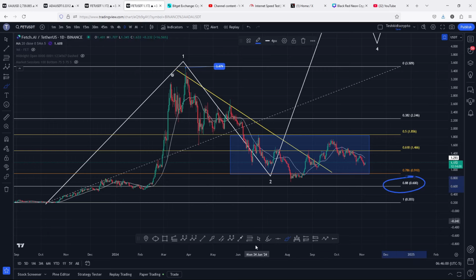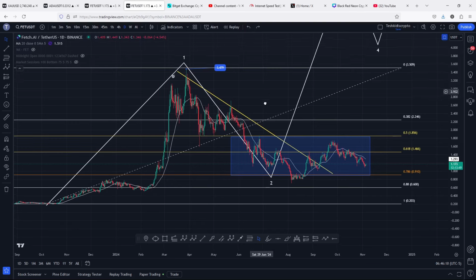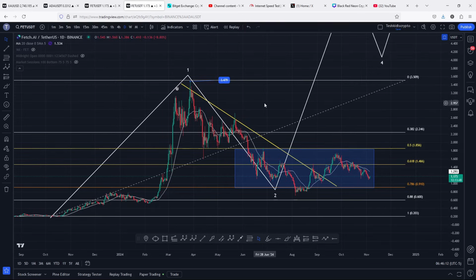So that is all I'm expecting on the short term and also on the long term, and those are the significant key areas that we need to continue holding above. And let's be patient and see how that plays out, and I will be keeping you up to date.